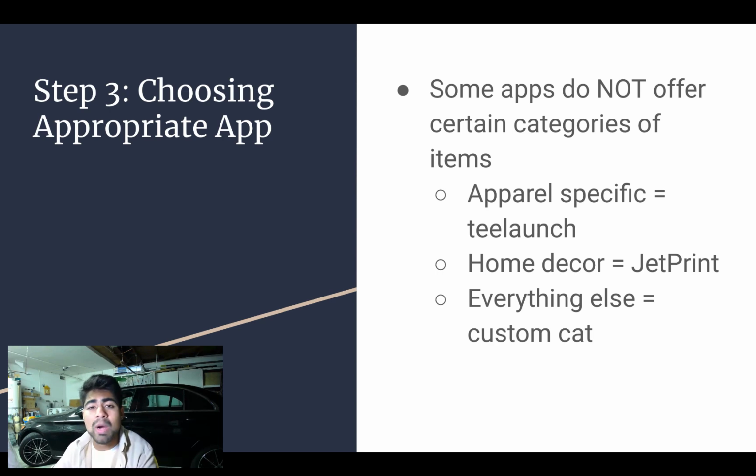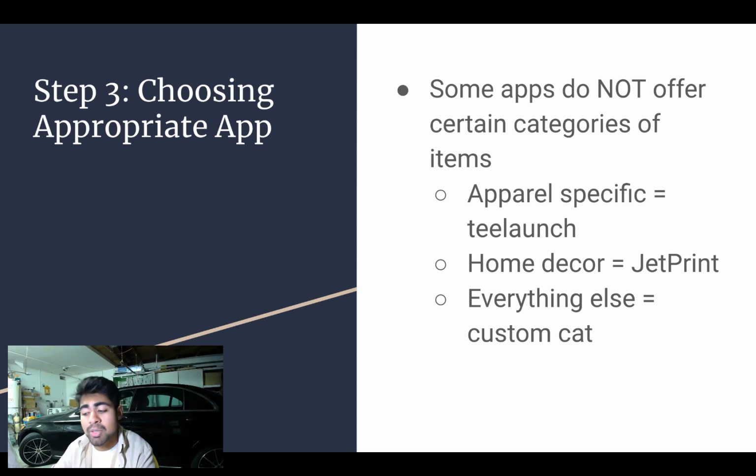So the main reason why I think this is one of the most important steps is because some apps do not offer certain categories of items. So if you want to build a print on demand store where you're selling more apparel stuff like shirts, pants, sweaters, hoodies, etc., I recommend that you get the T-Launch app. It is available for free on the App Store, but of course, if you want to create more and more designs, it will cost money.